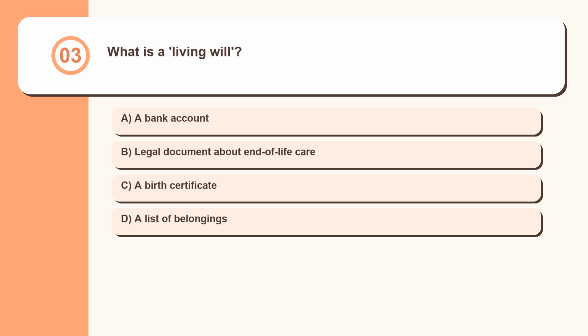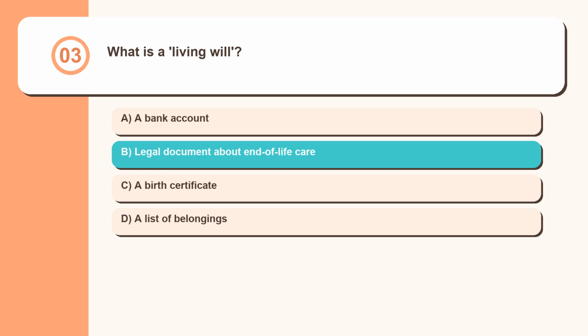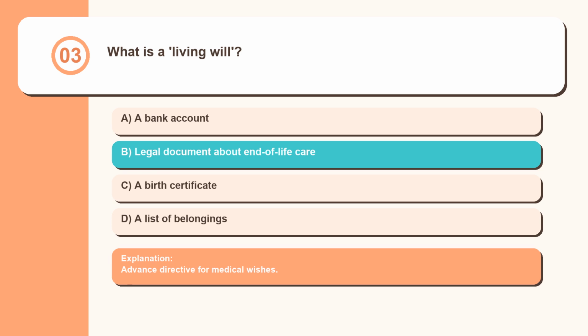Question 3. What is a living will? A bank account. A legal document about end-of-life care. A birth certificate. A list of belongings. Advance directive for medical wishes.